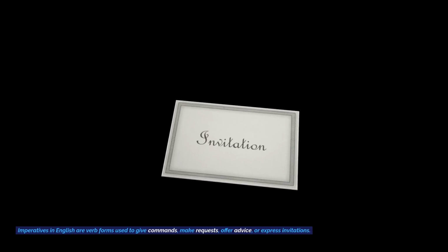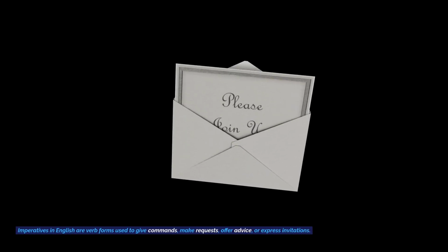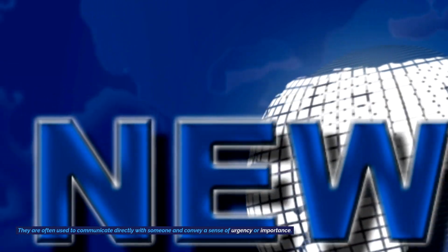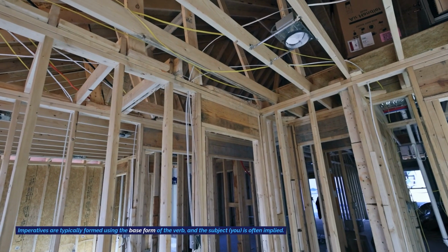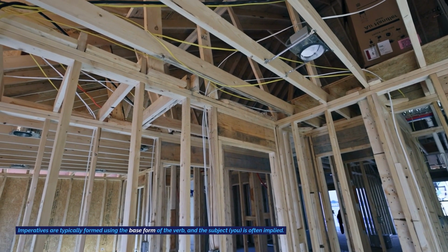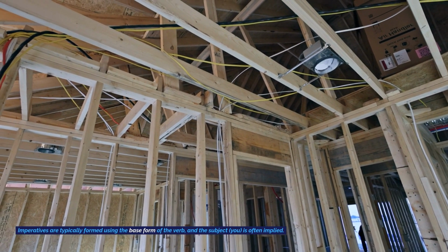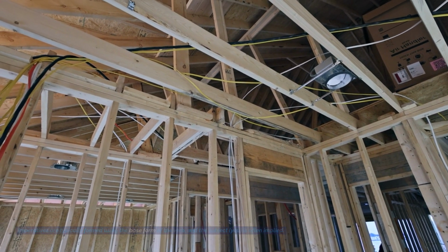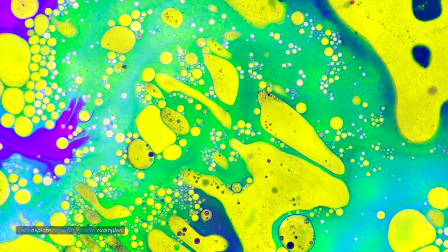Imperatives in English are verb forms used to give commands, make requests, offer advice, or express invitations. They are often used to communicate directly with someone and convey a sense of urgency or importance. Imperatives are typically formed using the base form of the verb, and the subject, you, is often implied. Let's explore imperatives with examples.